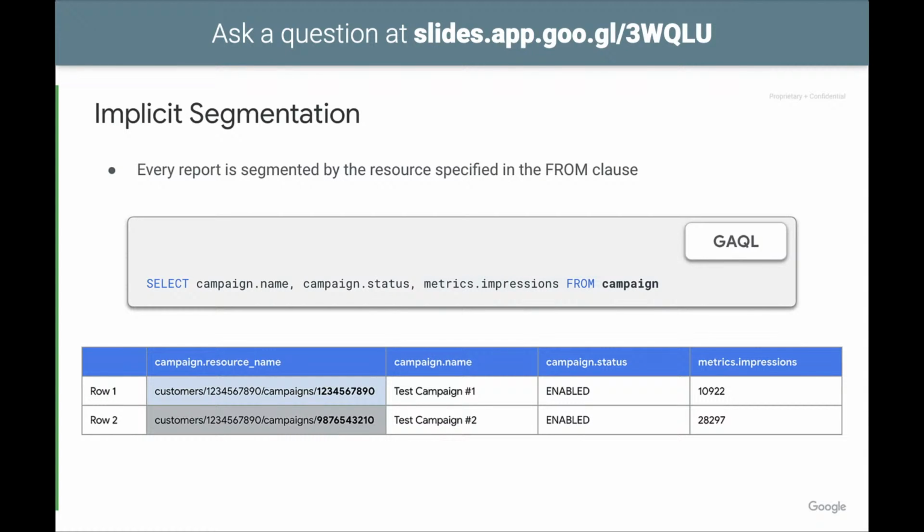Otherwise, if we selected campaign.name, status, and impressions without filtering, we would get one row that wouldn't be very useful. Instead, we get one row for every campaign that's in our account. And as you can see here, we have the resource name, which is returned by default. You don't actually have to request that in your select clause. You get the campaign.name, status, and our metrics as rows. Pretty straightforward.